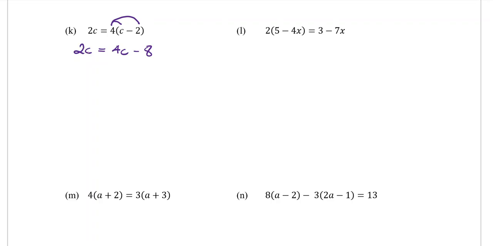Okay, now we have c's on both sides, so we're going to subtract the 4c. Okay, 2c take away 4c is negative 2c equals negative 8. We still have the minus that belongs to that 8. Then the minus 2 is times with the c, so we're going to divide by minus 2. That leaves c equals minus 8 divided by minus 2, which is 4.